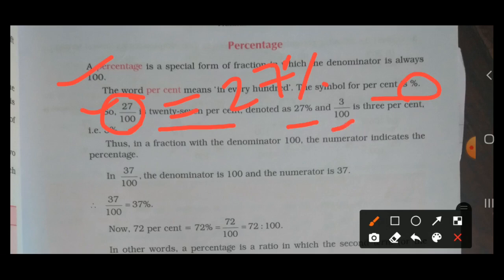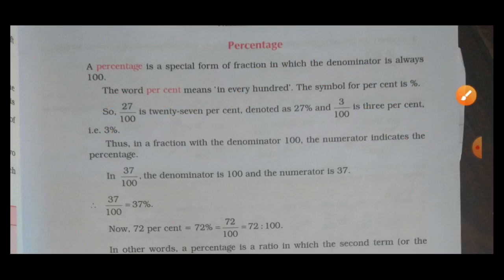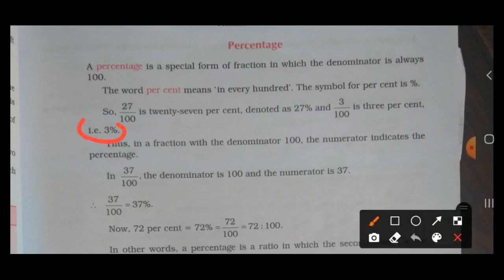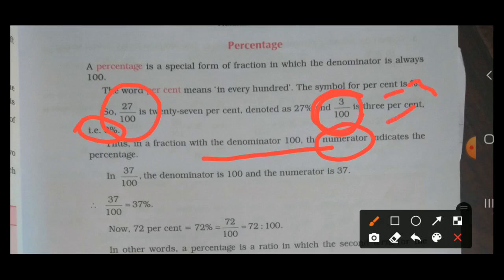Next, 3 upon 100 is 3%. Thus, in a fraction with the denominator 100, the numerator indicates the percentage. Here in 27 upon 100, the numerator is 27, and this indicates percentage, 27%. In 3 upon 100, 3 indicates percentage. 3 upon 100 is equal to 3%.